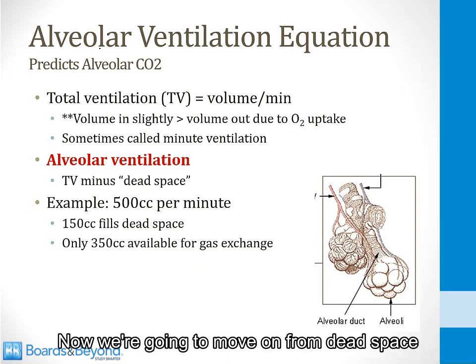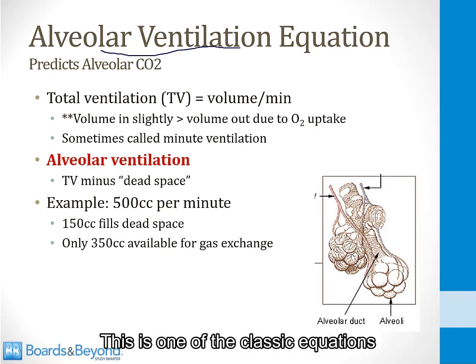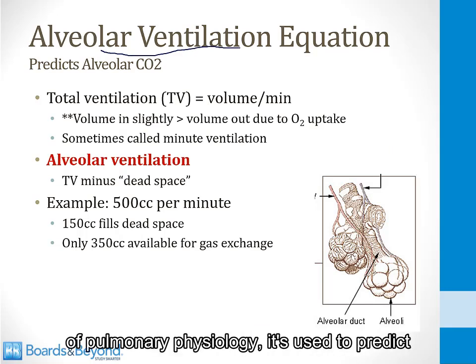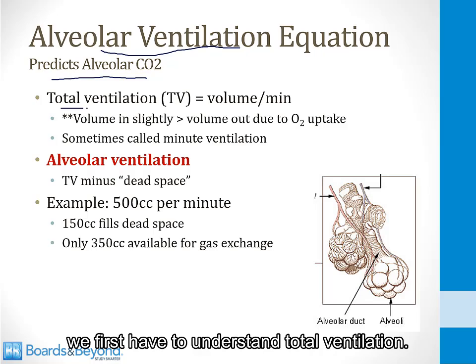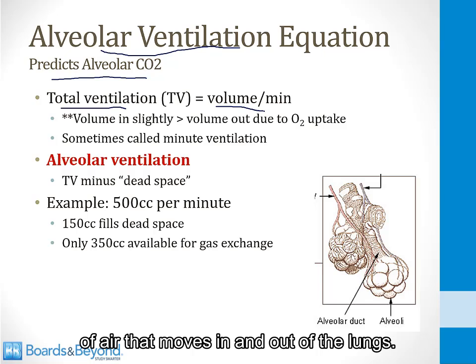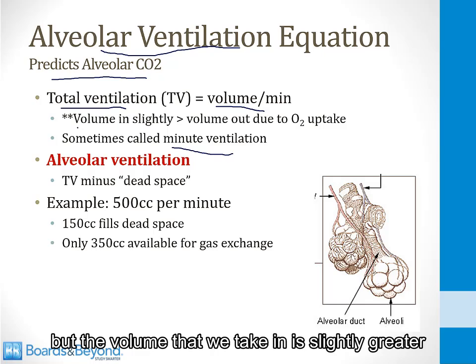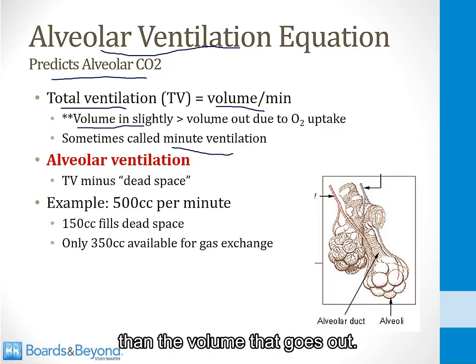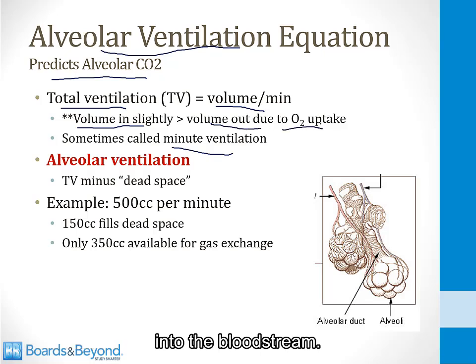Now we're going to move on from dead space and talk about the alveolar ventilation equation. This is one of the classic equations of pulmonary physiology. It's used to predict the alveolar carbon dioxide level. So to understand this equation, we first have to understand total ventilation. Total ventilation to the lungs is a volume per minute of air that moves in and out of the lungs. It's sometimes also called minute ventilation. And this is sort of a minor detail, but the volume that we take in is slightly greater than the volume that goes out, and that's because oxygen is taken up from the lungs into the bloodstream.